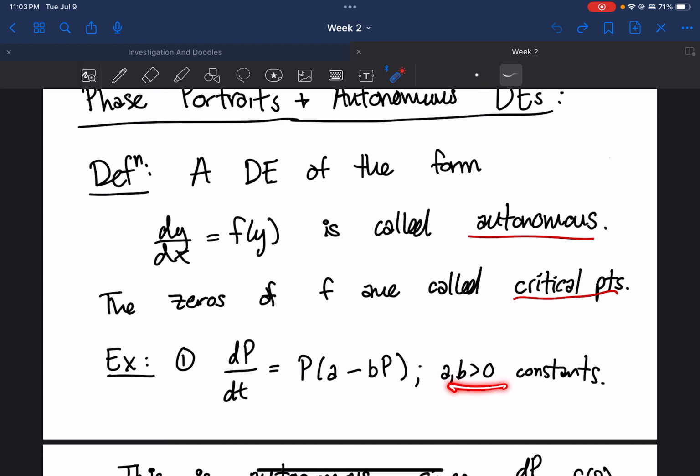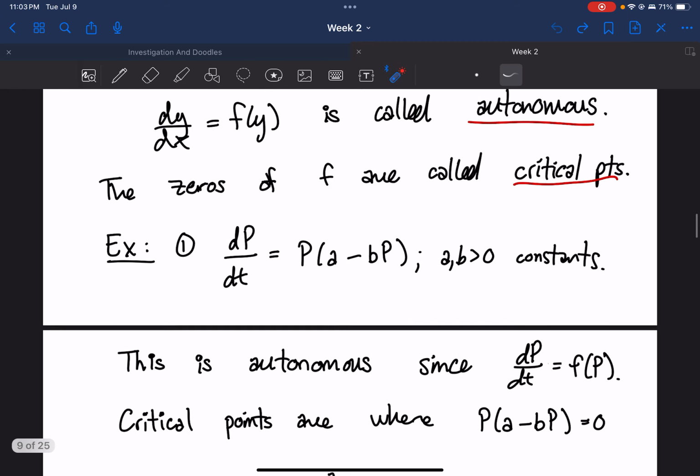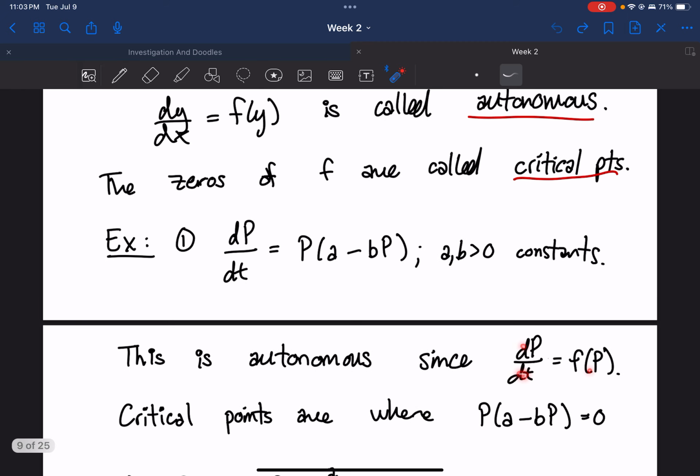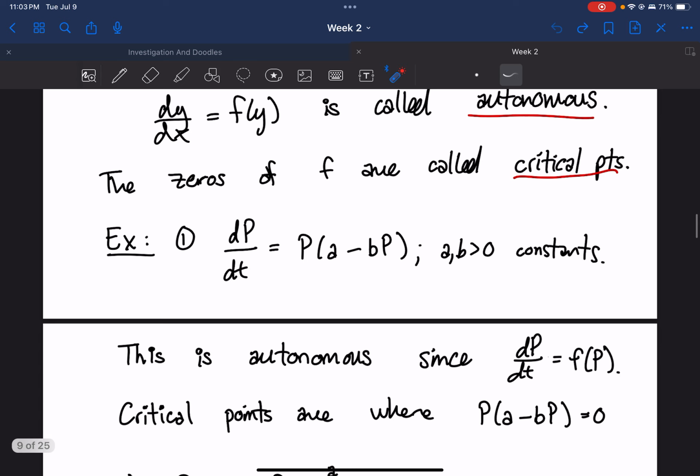Just going to assume that a and b are some positive constants. This is autonomous, since dp dt equals a function of p. And the critical points of this autonomous differential equation are the points where this function is 0. Right? These are the critical points. We're going to draw vertical lines for these critical points because you'll see in the picture below.